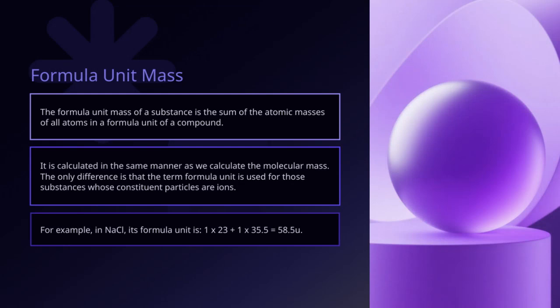Let's look at an example with NaCl. Its formula unit consists of 1 sodium atom and 1 chloride atom. To find its formula unit mass, we multiply the atomic mass of sodium, which is 23, by 1, and the atomic mass of chlorine, which is 35.5, by 1. Then, we add those together, giving us a total of 58.5 atomic mass units. This process is very similar to how we calculate molecular mass, but the key difference is that we use the term formula unit when we're talking about compounds whose particles are ions. The formula unit mass of a substance is essentially the sum of the atomic masses of all the atoms in one formula unit of that compound. Understanding this helps us connect the mass of the particles we're dealing with to the overall structure and composition of ionic compounds, which is a core part of mastering chemical calculations.